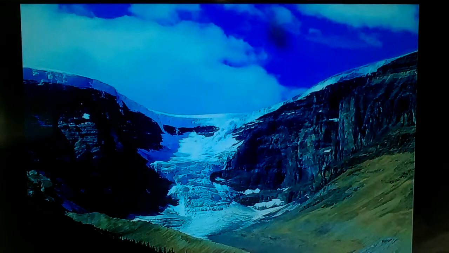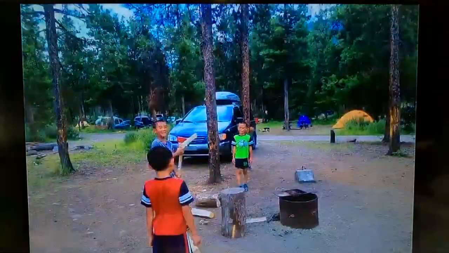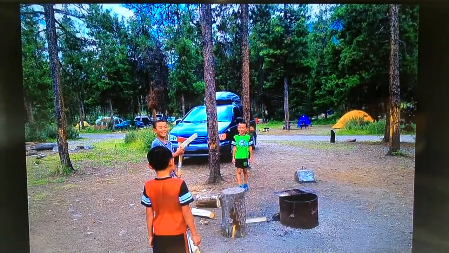Did you have the news from India? In India, some crust of the glacier broke, which made some avalanche or something like that. So, yeah, this is glacier. This is the camping spot.